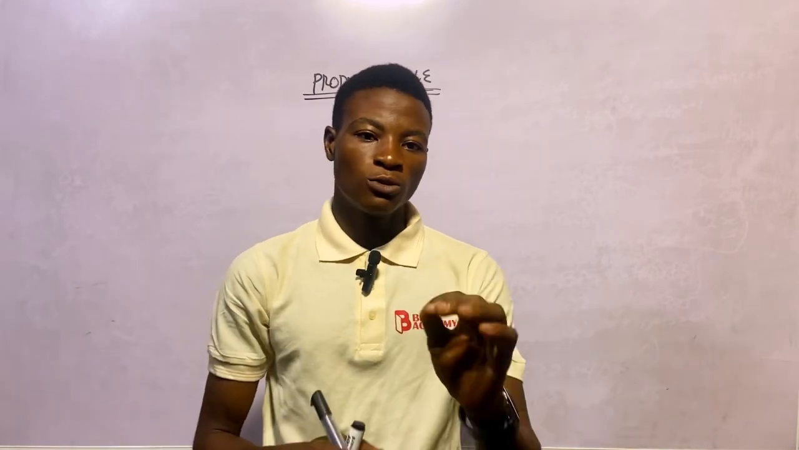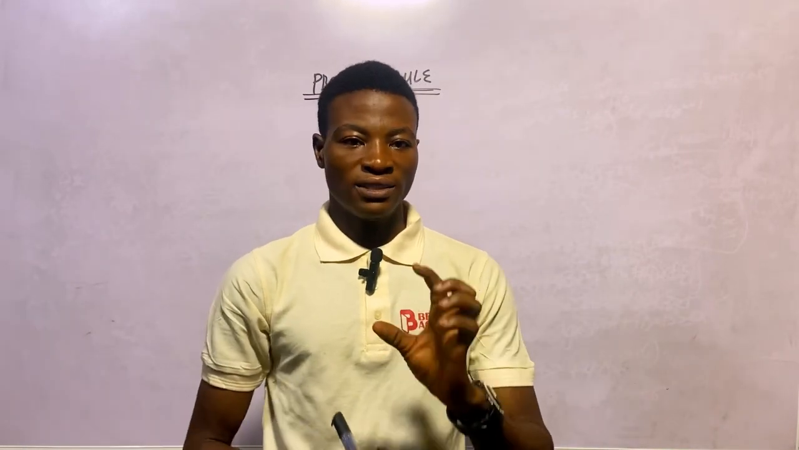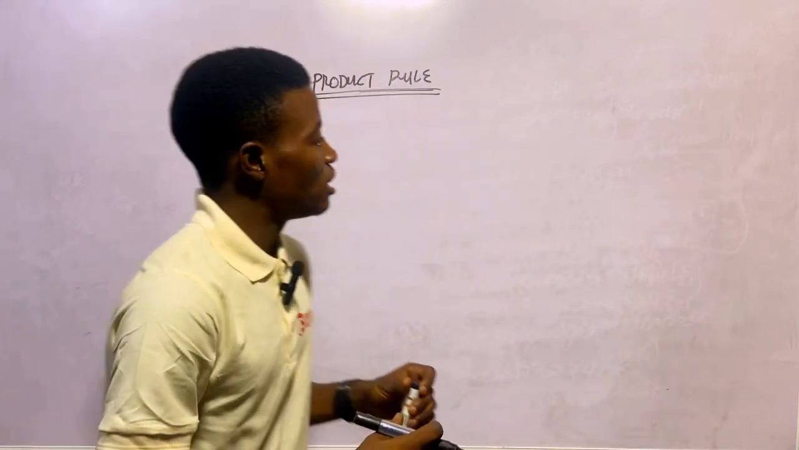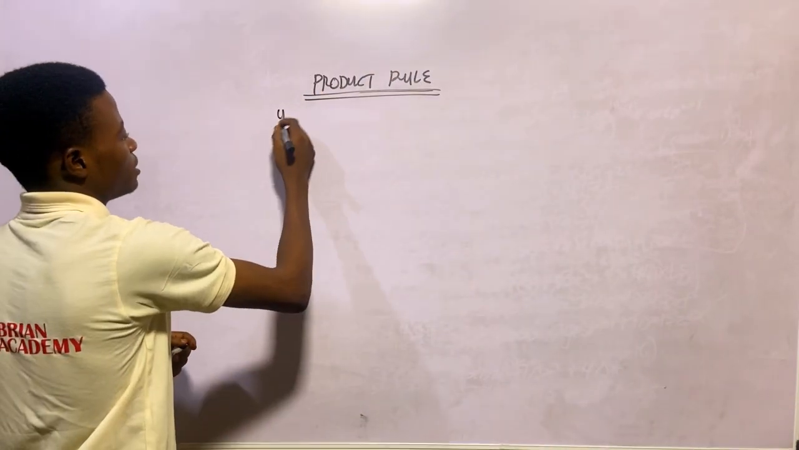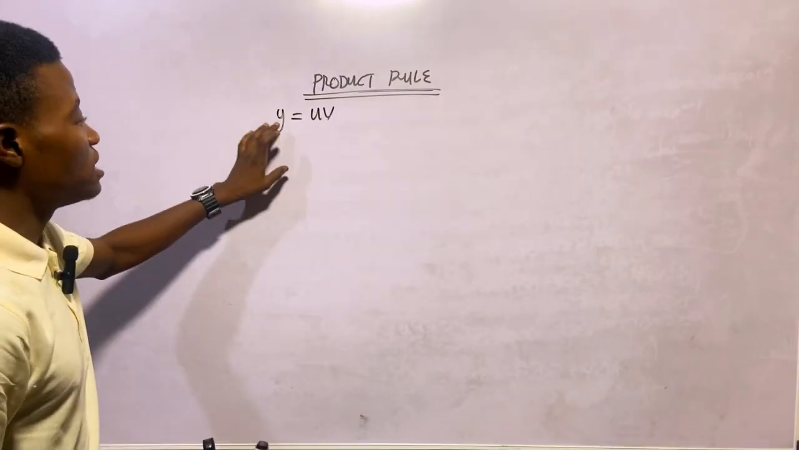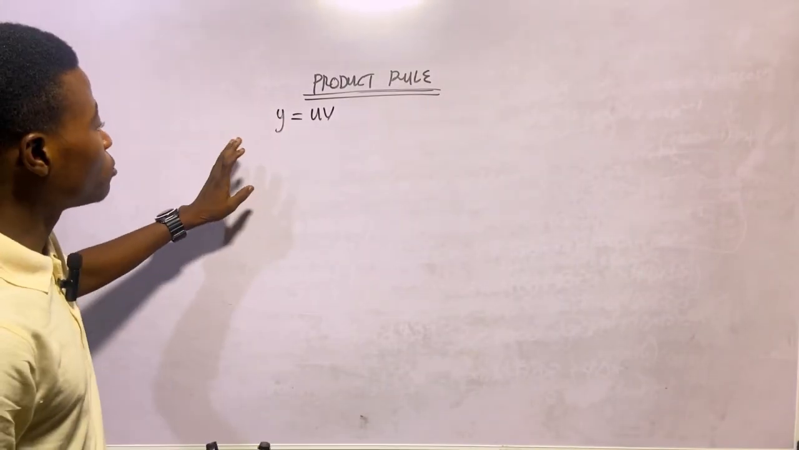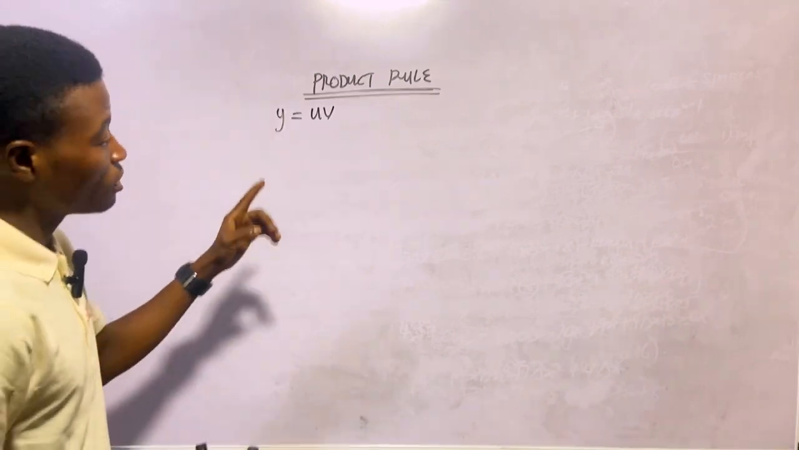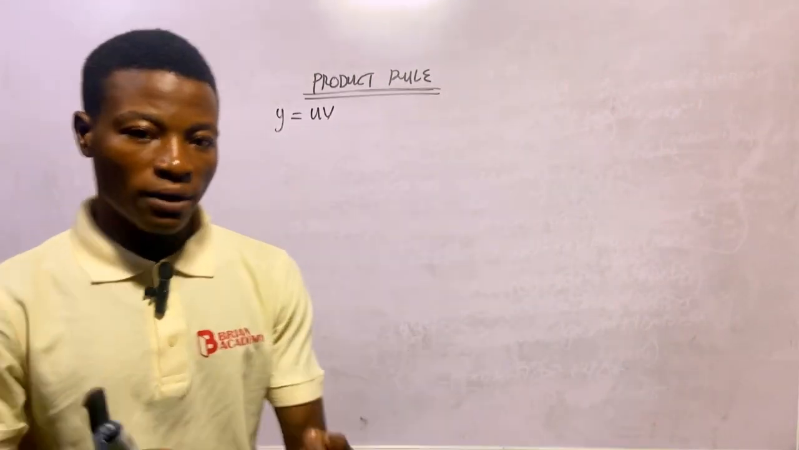In this video, I'm going to talk about the product rule. As far as the product rule is concerned, suppose you are given y = uv. In this kind of situation, y is a function on its own, equal to two functions multiplying each other.